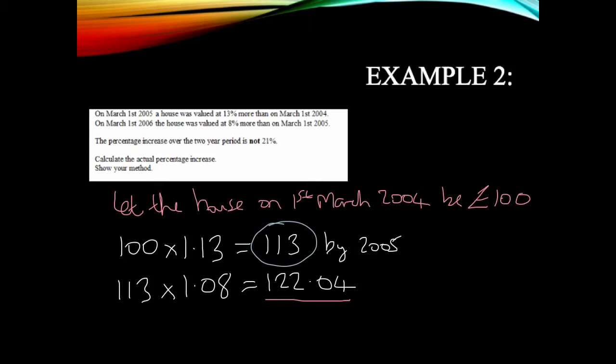Okay, now it also says calculate the actual percentage increase. Well, we started off at £100. It's now at £122.04. So I'm hoping that you can see that the percentage increase is 22.04%. Now, it didn't tell you that the house was £100, and actually you could have made that any value you like. I chose 100 because I thought it'd make it easy in this particular sort of question. And if it doesn't tell you, and you're doing this sort of a question here, just stick with easy numbers. Don't make life difficult for yourself.